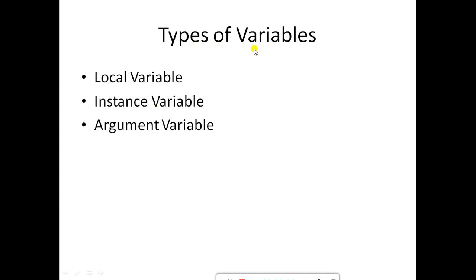Now we have seen the types of variables: local, instance, argument. In my lectures I have discussed this, as well as the scope and the lifetime of these variables, that is, till where the variable can be accessed, and after a block whether it can be accessed or not. These things are there in your textbook. I just want you to go through this, and if you have any query on it, you can get back to me.